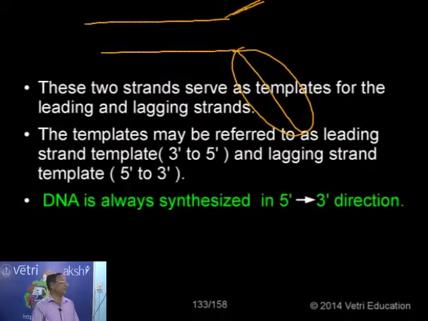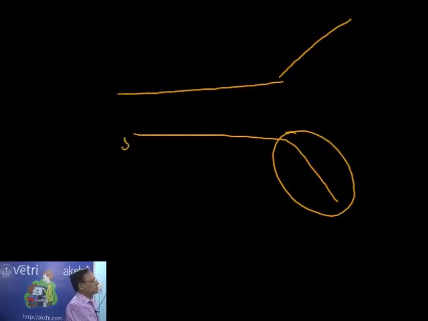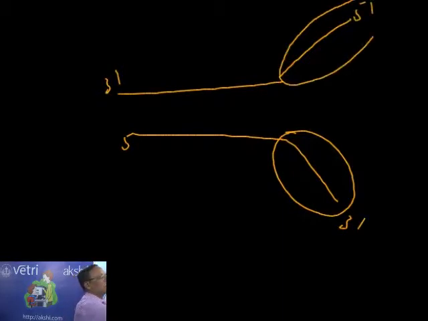So the synthesis of the new strands is formed in two ways. One strand is formed continuously, for example like this. Then another strand is formed differently. So these are the two strands. We have the prongs and each one is acting as a template. Maybe for example, this is 5' to 3' and this one is 3' to 5'. So this one is a 5' to 3' template, and this one is called a 3' to 5' template.